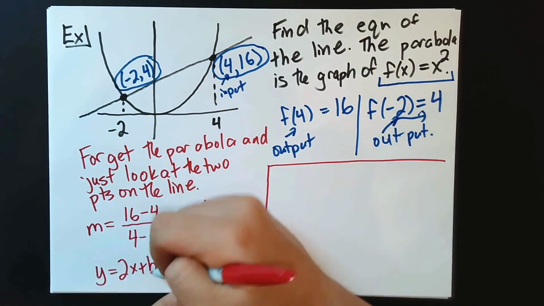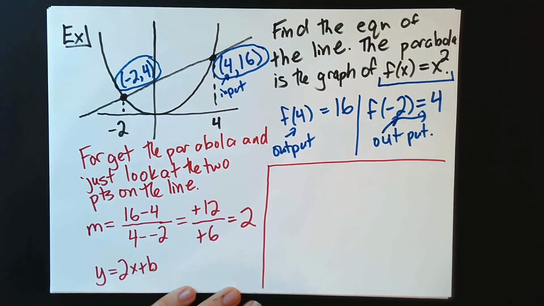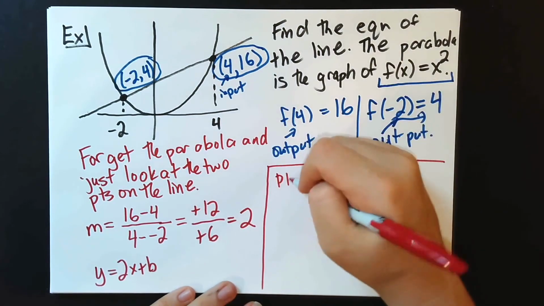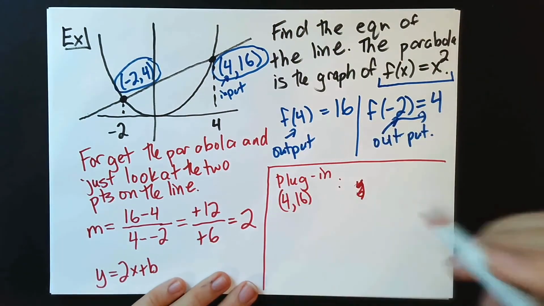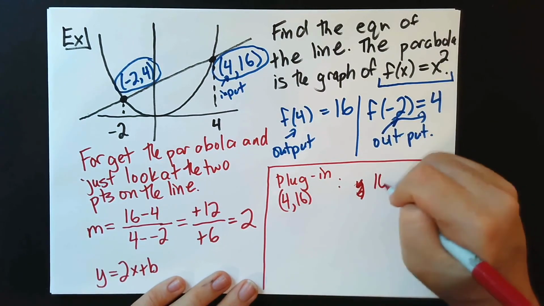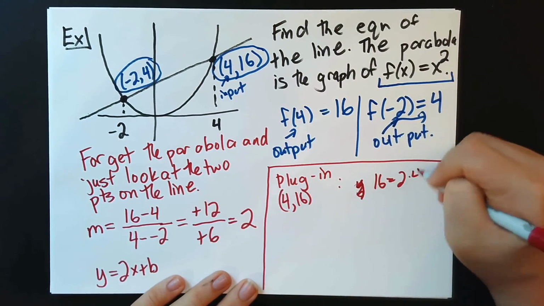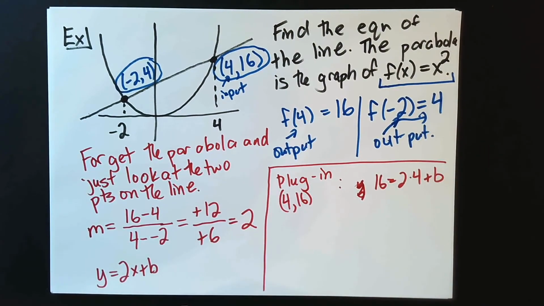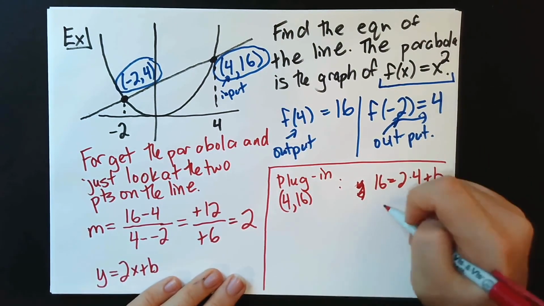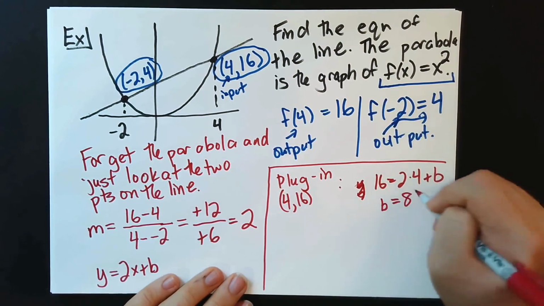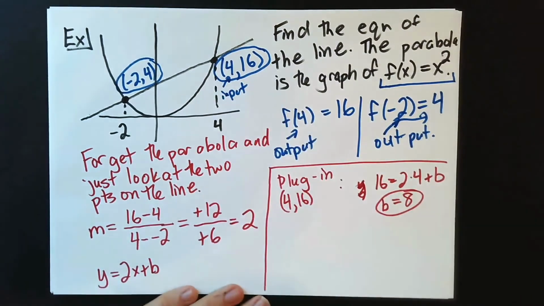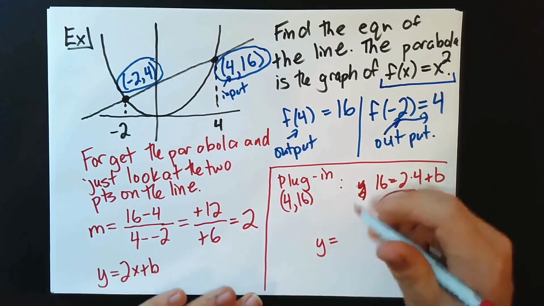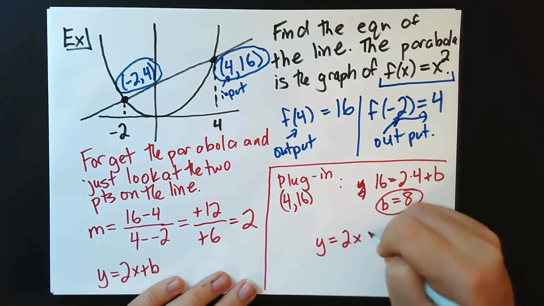And I need to figure out what this b is. And so to do that, I get to plug in either of these 2 points. I guess I'll plug in the 4, 16 one. And so that will give me 16 is equal to 2 times 4 plus b. And so I will subtract this over, and so I will get that b is 8. And so the answer is that the equation of the line in this picture is y equals 2x plus 8.